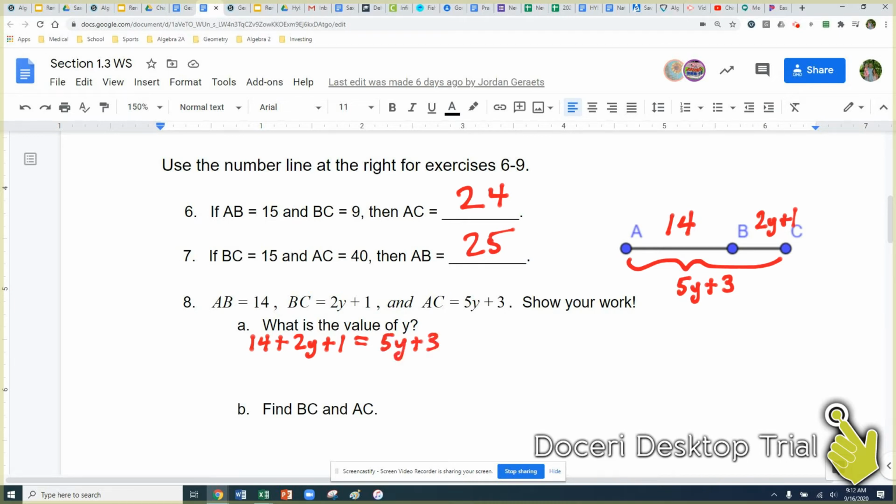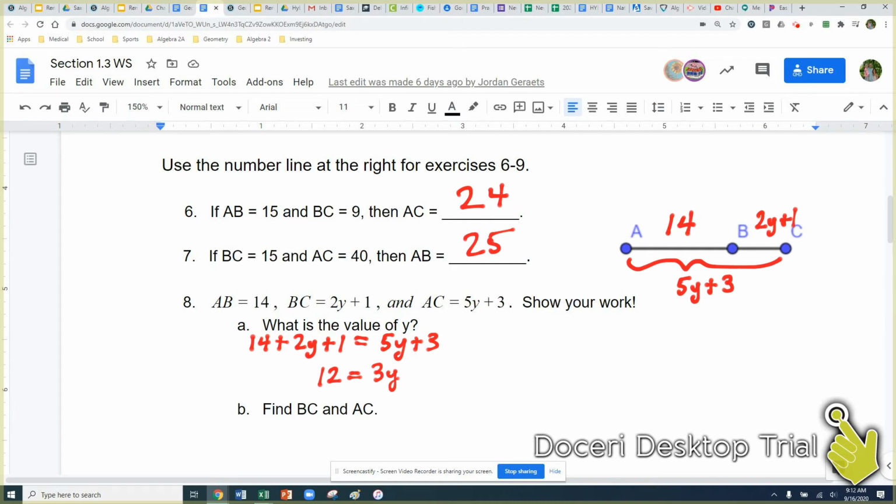I'm not going to go through every step, but we can start collecting all the constants. So all the numbers, 14 and 1 on the left side, are going to make 15. I would subtract the 3 over. That's going to make 12 on that side. And then the variable parts, we'll combine those together. The 2y is going to subtract over to the right side, which 5 minus 2 is going to give me 3y.